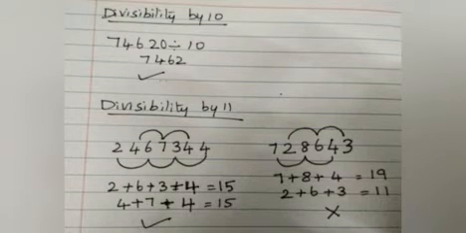Divisibility by 11. To find whether a number is divisible by 11, you should add the alternate digits, that is the first, third, fifth, seventh and ninth. So all the odd-position digits and all the even-position digits you have to add. If both values are the same, then that number is divisible by 11.